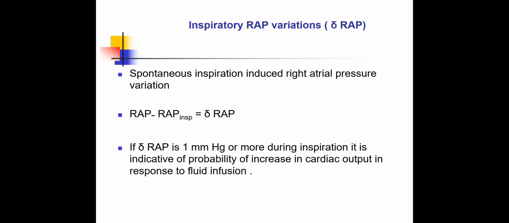Third is the respiratory systolic variation test. Here the lungs are inflated with increasing airway pressures, and then the systolic arterial pressure is measured after every inflation. So inflation induced systolic pressure variation can be determined. What you need: invasive arterial pressure trace, airway pressure monitoring, and a dedicated recording system for offline analysis. So the delta RAP, if it is 1 millimeter mercury or more, that is a fall in the RAP of 1 or more during inspiration, it is indicative of probability of increase in cardiac output in response to fluid infusion.